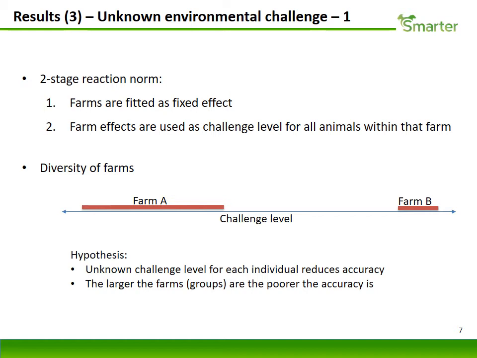And because each farm is represented with a single value, our estimate for farm A should be poorer than farm B. So the hypothesis was not only the unknown environmental challenge levels reduces the accuracy, but also the extent of the farm has an impact on the accuracy.